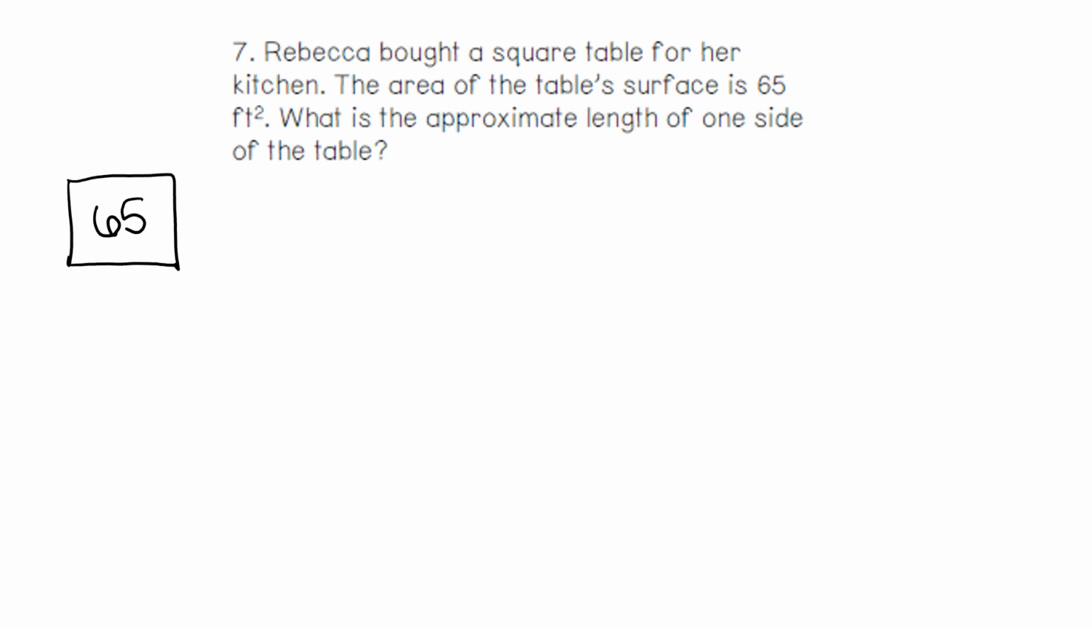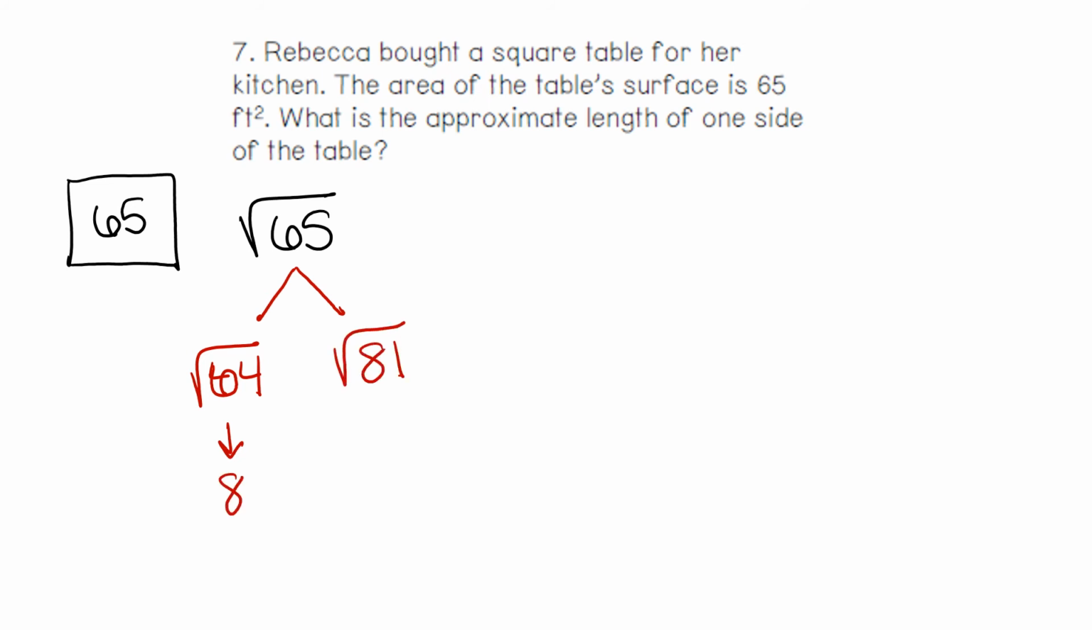Now, when we were solving these problems last week, we would take the square root of the area and we would get our answer. However, we cannot take the square root of 65. We have to break it down into two perfect squares. The square root of 65 is closest to the square root of 64, which is going to be 8 times 8, and the square root of 81, which is 9 times 9.